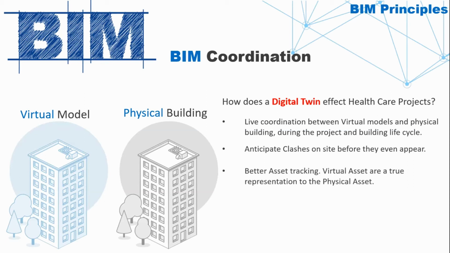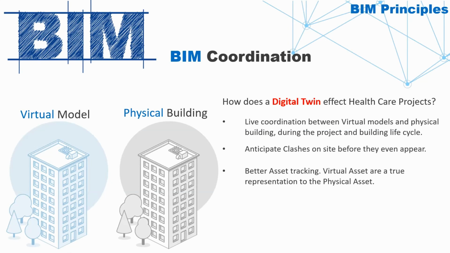Thirdly, better asset tracking. Once the building is complete, the digital twin does not disappear. Think about it. That can now be utilized as an asset tracker. So assets are placed in the model and are in the same location as in the building. Remember, digital twin, virtual model, and physical building.